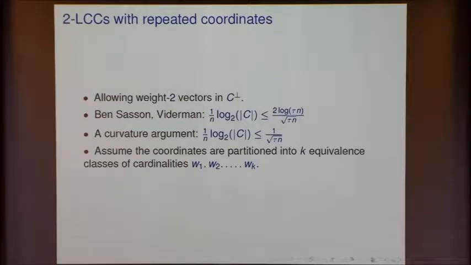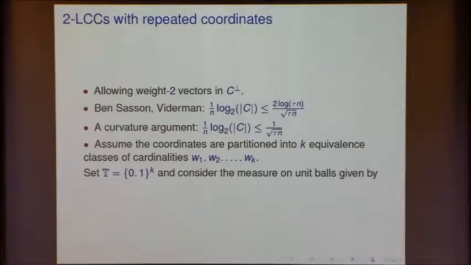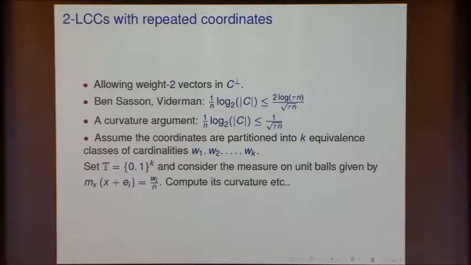So now, if we have k equivalence classes of coordinates, then we are actually looking at a k-regular graph, but with parallel edges. There are n edges, but only k of them are different. We consider the induced measure on neighborhoods of points given by this. It's not a uniform measure anymore, but again, one computes the distance and one gets the bound. So everything is very simple.